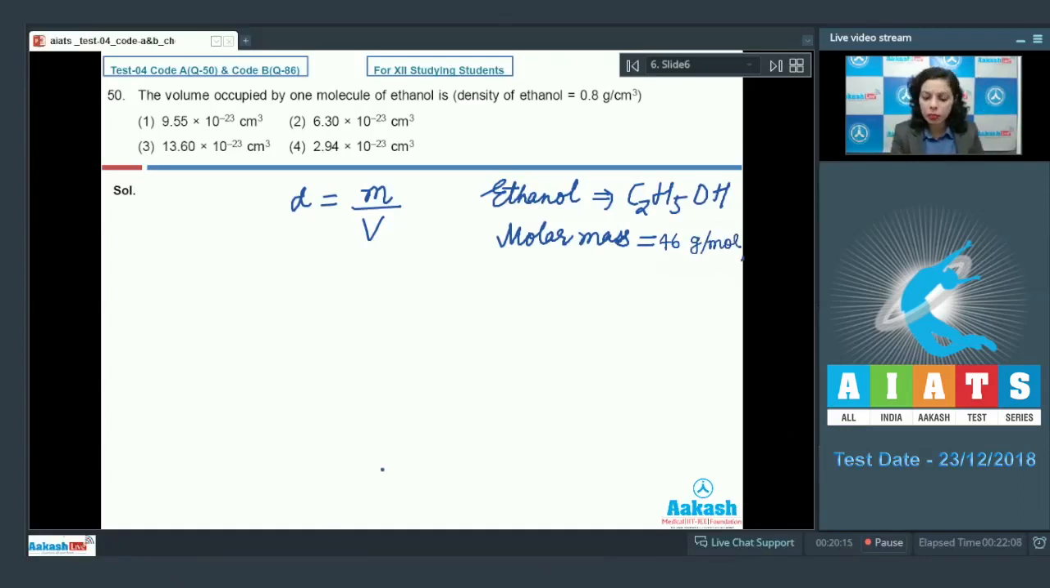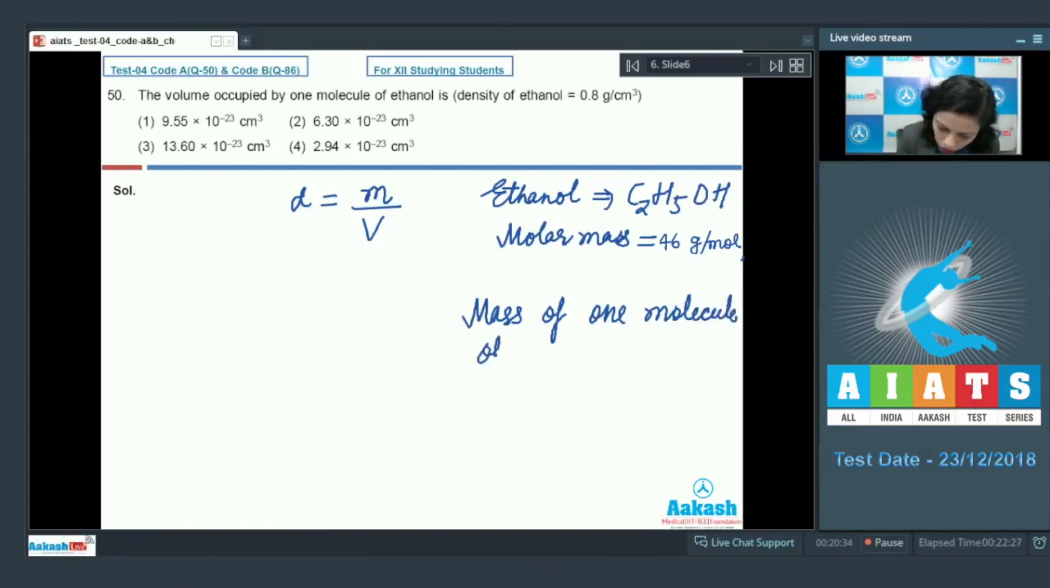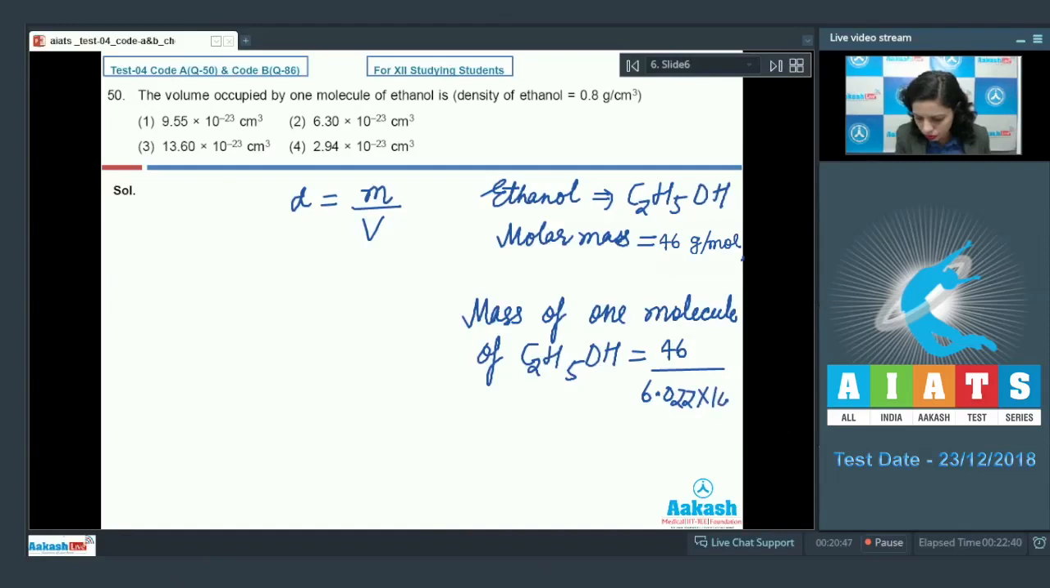It means what it represents? It represents that mass of 1 mole. So what would be the mass of one molecule? You have to divide that mass by Avogadro number to find out the mass of one molecule. So on this basis, we can say the mass of one molecule of this ethanol, that is C2H5OH, it would be equal to the mass of total 1 mole divided by Avogadro number. And this would be in grams. Now you have the mass of one molecule. You have the density. You can find out the volume. So what would be the volume?